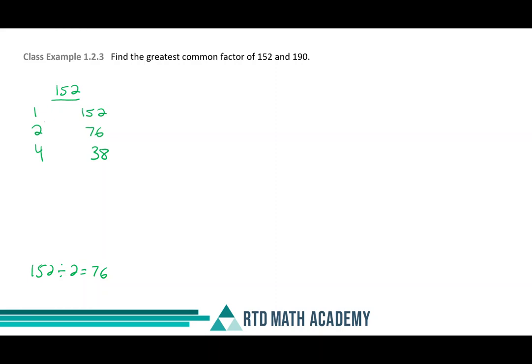I'm going to move up incrementally on my list to number 5, but I can obviously see that 5 is not going to divide evenly into 152 because it doesn't end in a 5 or a 0, so I'm going to try 6. I'm going to take 152 and divide that by 6. It's not an even number, so I'm going to move on. I'm going to try 7. That's not an even number. I'm going to try 8, and I get 8 and 19. 8 multiplied by 19 also equals 152.